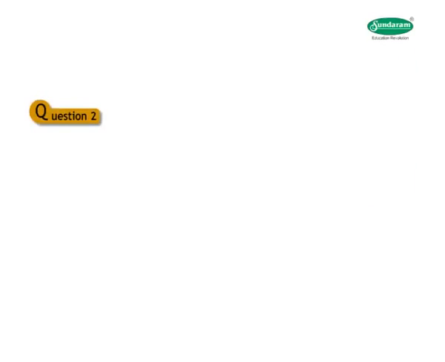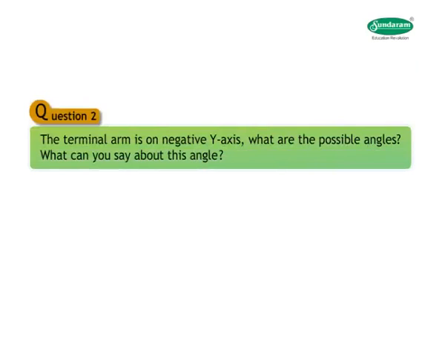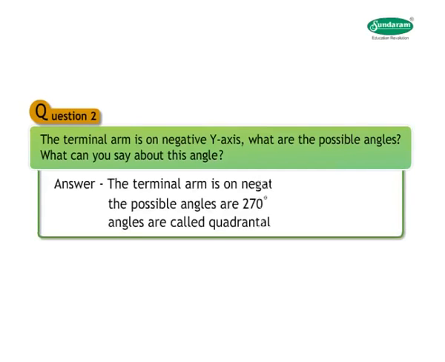Question 2. The terminal arm is on negative y-axis. What are the possible angles? What can you say about this angle? Answer. The terminal arm is on negative y-axis. Then the possible angles are 270 degrees and minus 90 degrees. These angles are called quadrantal angles.